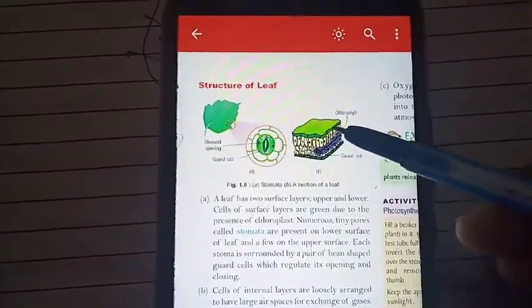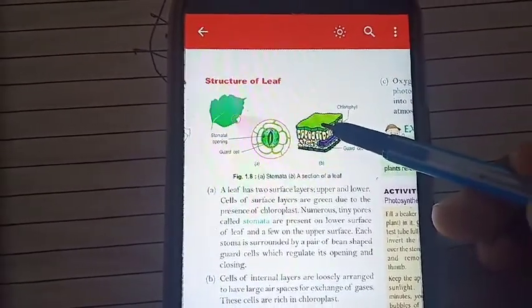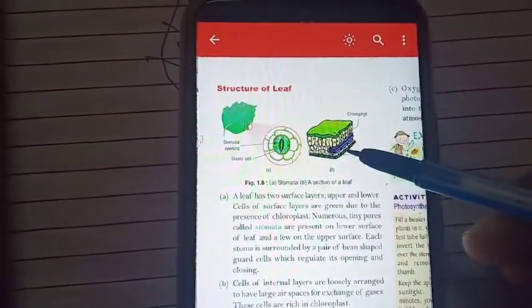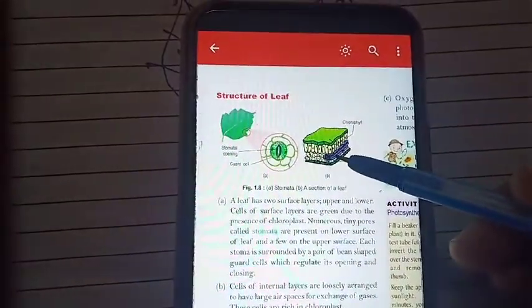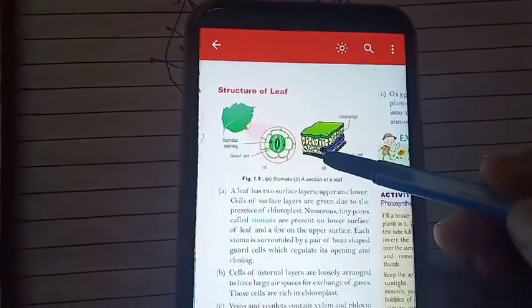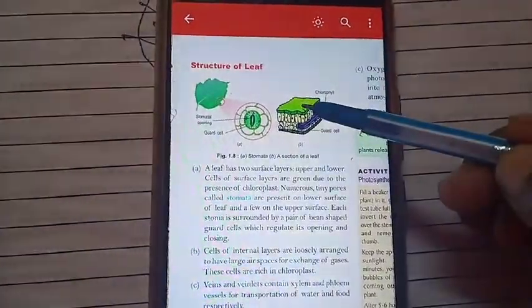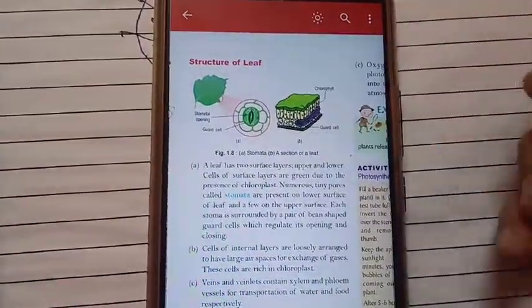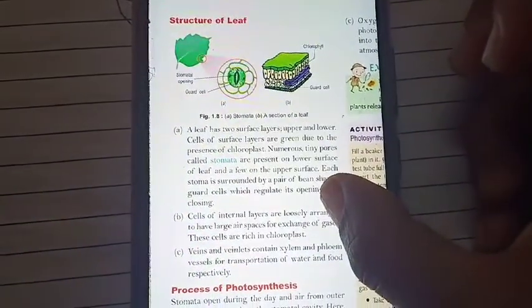Here, inside the TS of a leaf section, this is the chlorophyll that provides the green color and helps in the process of photosynthesis. This is the base, this is the guard cell. Guard cells open only in the presence of sunlight. A leaf has two surface layers, upper and lower. This is the upper layer, this is the lower layer, and the green color is due to the presence of chloroplast.